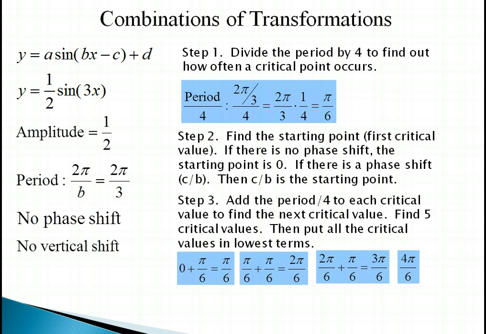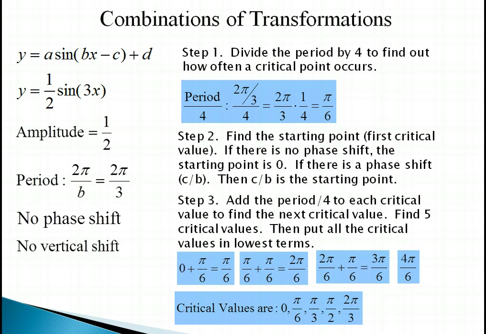Now what you want to do is take all those critical points and put them in lowest terms. So you have 0, pi over 6. The 2 pi over 6 becomes pi over 3. The 3 pi over 6 becomes pi over 2. And 4 pi over 6 is the same as 2 pi over 3. Now that you have your critical values, these are x values.